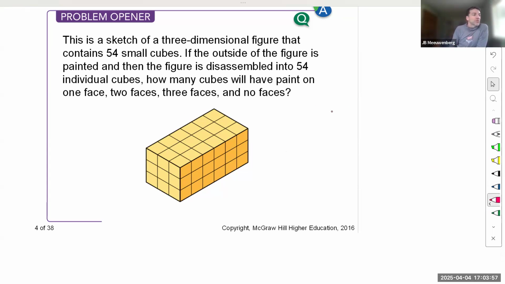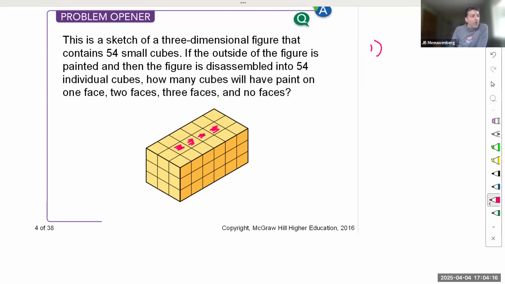So let's just start and say how many of the sides will have paint on one face. So that would be, if I'm looking at the top, it would be this one, this one, this one, and this one, right? The rest of that cube is buried inside.